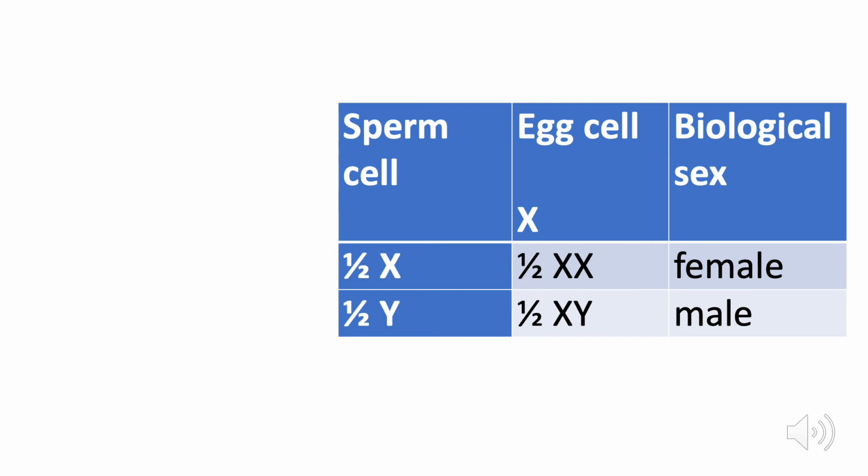The egg cell only carries the X chromosome, but there are 2 types of sperm made. Half of the sperm carry the X chromosome, and the other half carry the Y chromosome. The chances of an egg being fertilized by a sperm carrying the X chromosome is 50%. The chances of an egg being fertilized by a sperm carrying the Y chromosome is also 50%. This means there is a 50% chance that the baby will be a boy, XY, or a 50% chance that it will be a girl, XX.